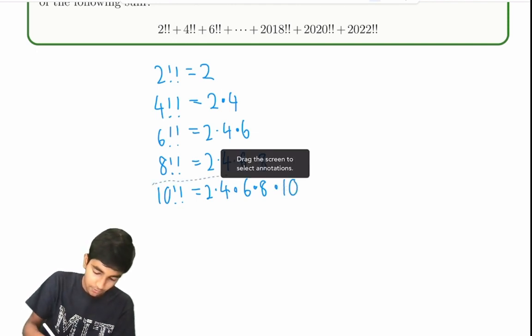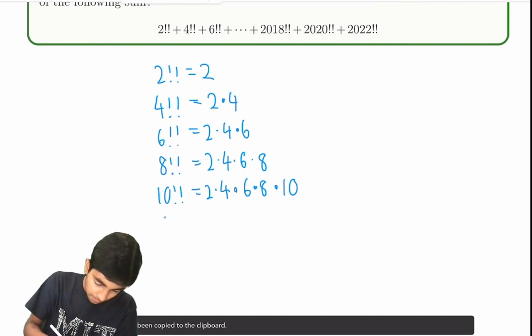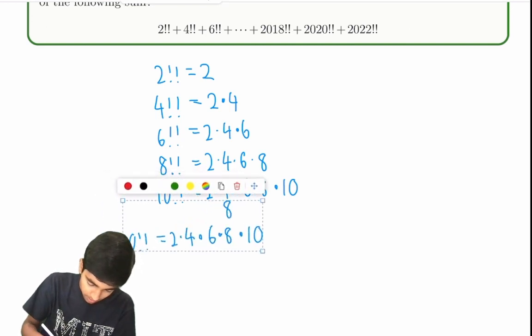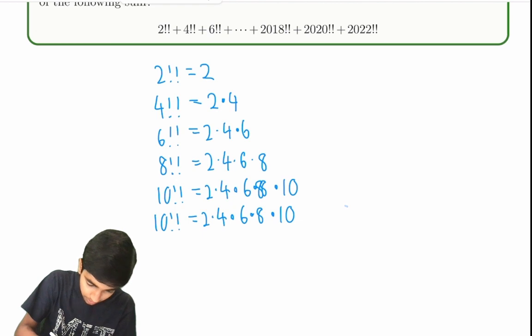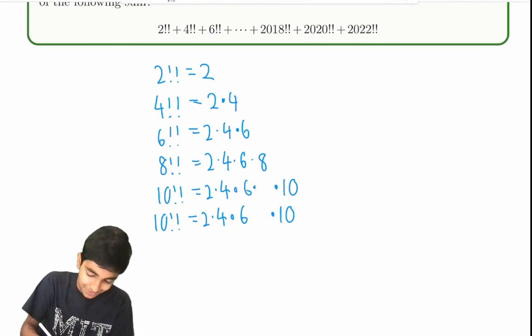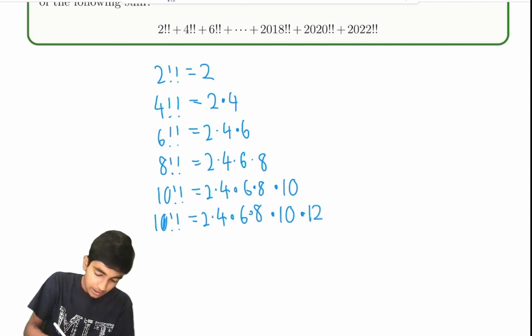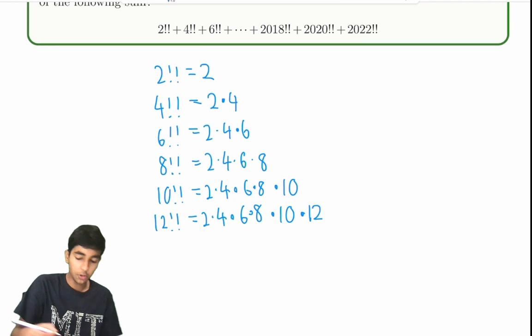And now the power of this, you can just do copy, paste. So we have got now that, whoops, okay, that did not work very well. We have that 12 double factorial is 2 times 4 all the way till 12, right? And so on and so forth.